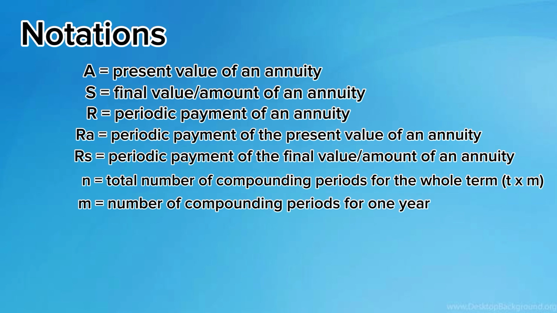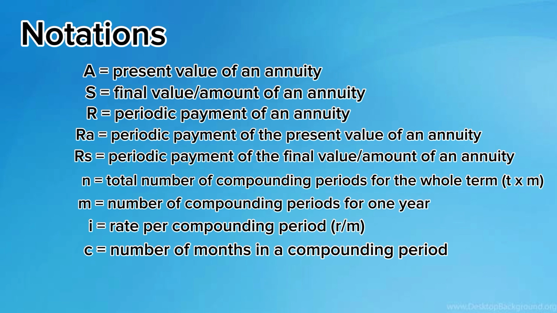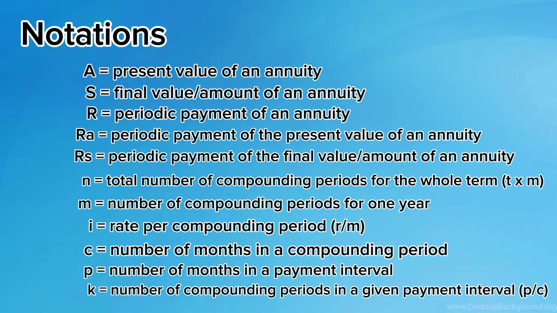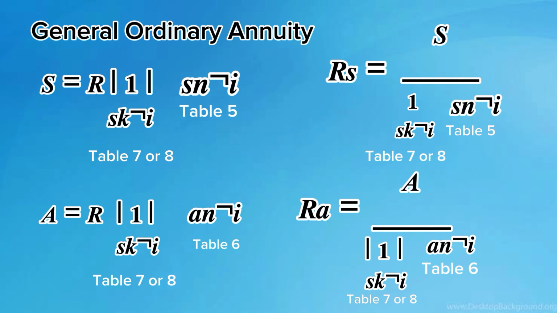M equals number of compounding periods for 1 year. I equals rate per compounding period, R over M. C equals number of months in compounding period. P equals number of months in a payment interval. K equals number of compounding periods in a given payment interval, P over C. So this is the formula of general ordinary annuity. So this is the example of general ordinary annuity.